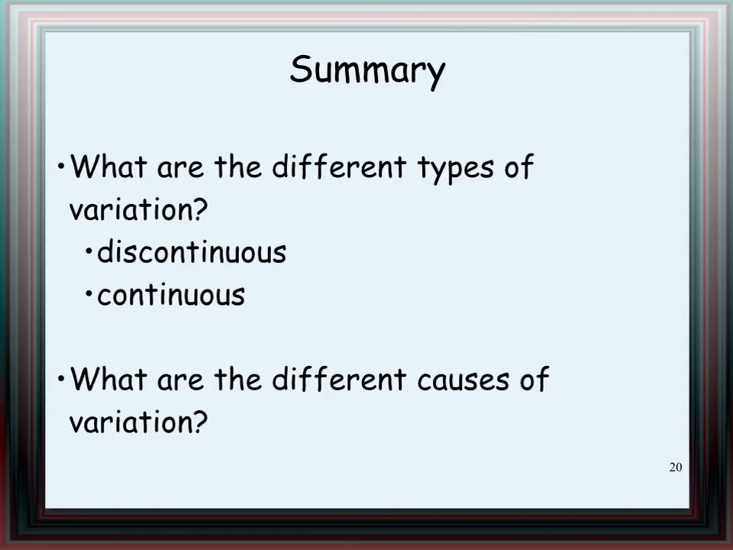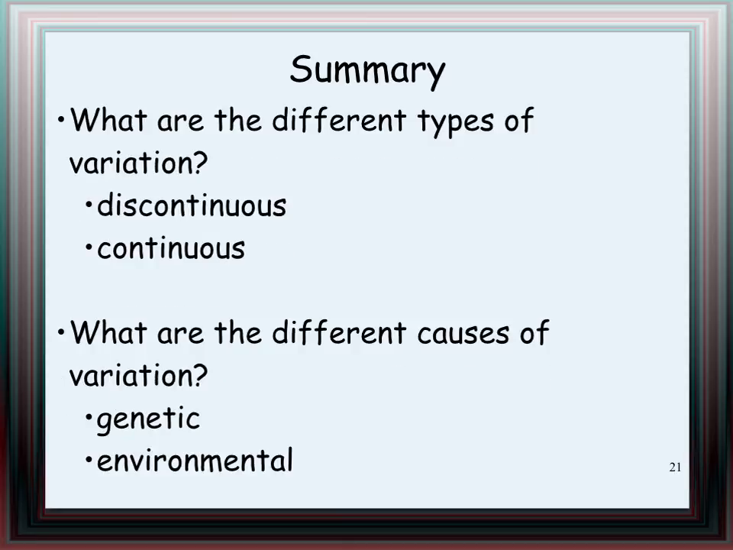Okay, in summary, what are the different types of variation that we've discussed? We looked at discontinuous and continuous variation. So remember that discontinuous variation is when the variation in the characteristics is due to one or very few genes or alleles. And continuous variation is when it's due to many genes and may be affected by the environment. And then what are the different causes of variation? You've got genetic and environmental.